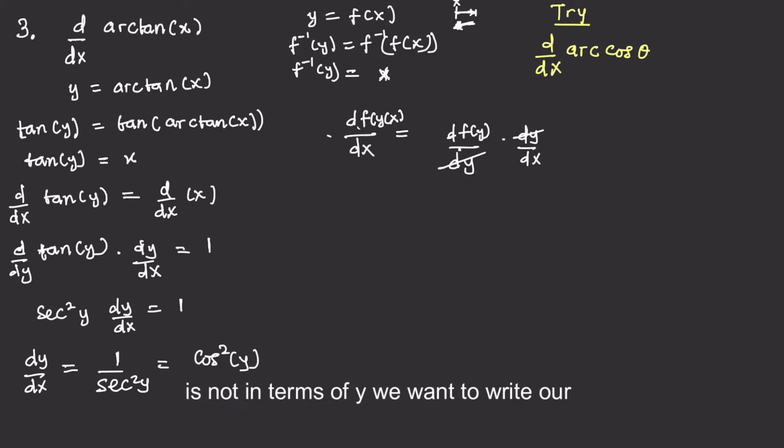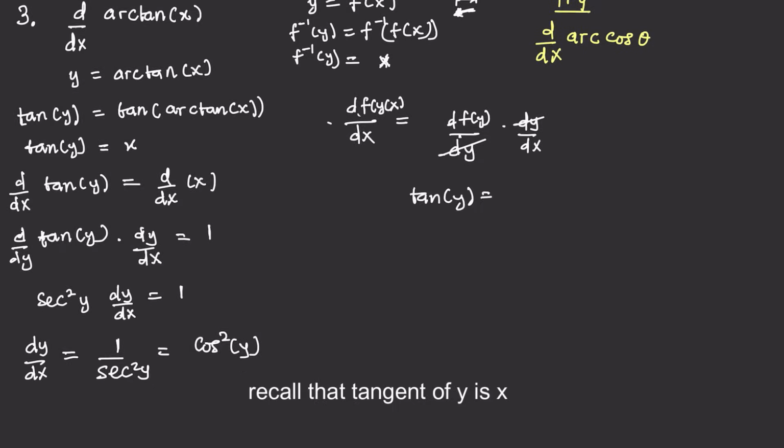However, our answer is not in terms of y. We want to write our answer in terms of x. That is, we are taking the derivative of y with respect to x. That means we want to have our answer in terms of x. And how do we do that? Alright, recall that tangent of y is x.